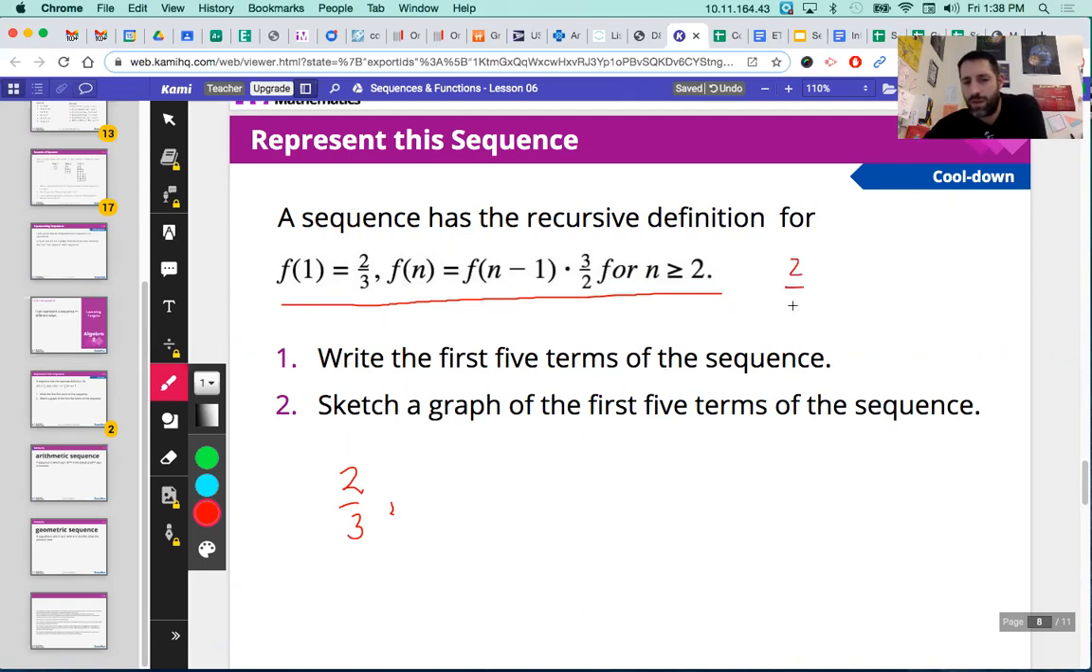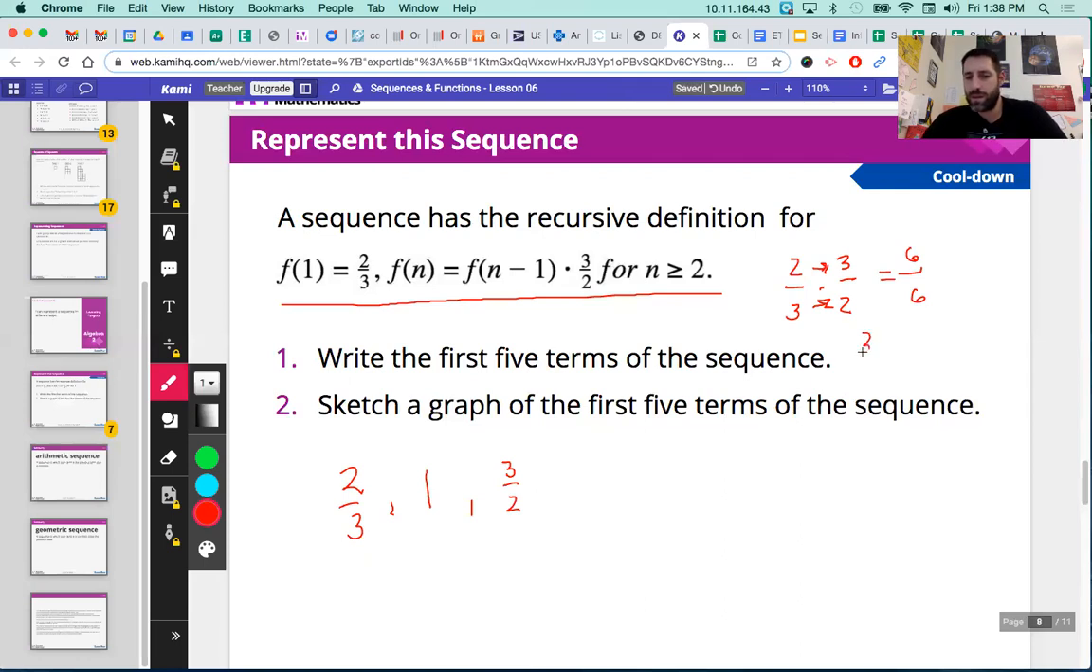If you have a calculator, you could do this in a calculator. But if you want to remember how to multiply a fraction times a fraction, you just multiply straight across. 2 times 3 is 6, 3 times 2 is 6, and 6/6 is equal to 1. If I'm going to keep multiplying by 3/2, 1 times 3/2 equals 3/2. 1 times anything equals what you're multiplying by.